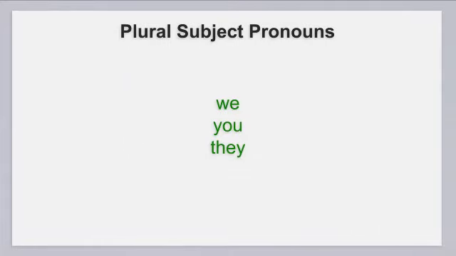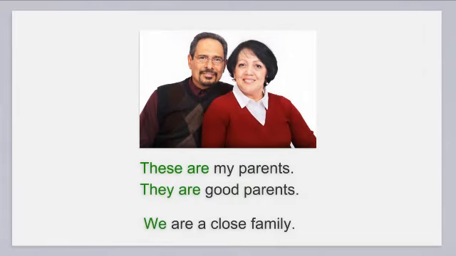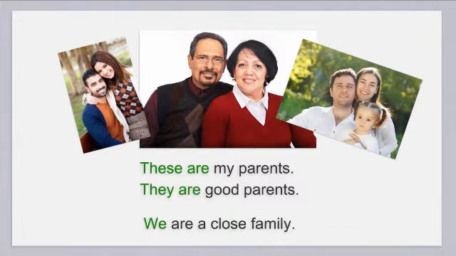We, you, and they are plural subject pronouns. Plural means more than one. These are my parents. They are good parents. I talk to my brother, my sister, and my parents every week. We are a close family.